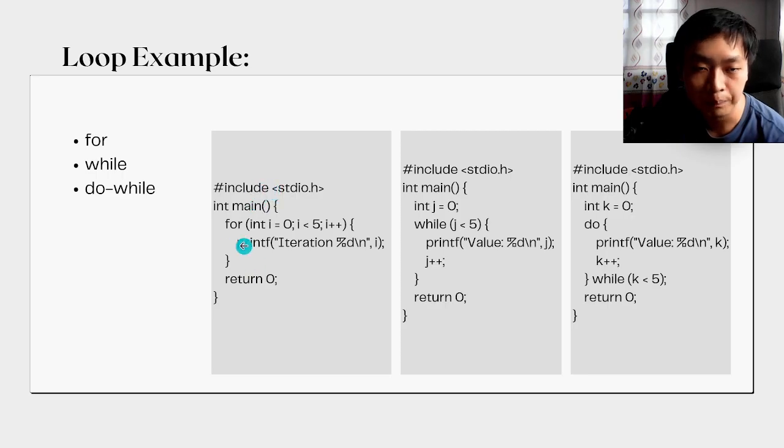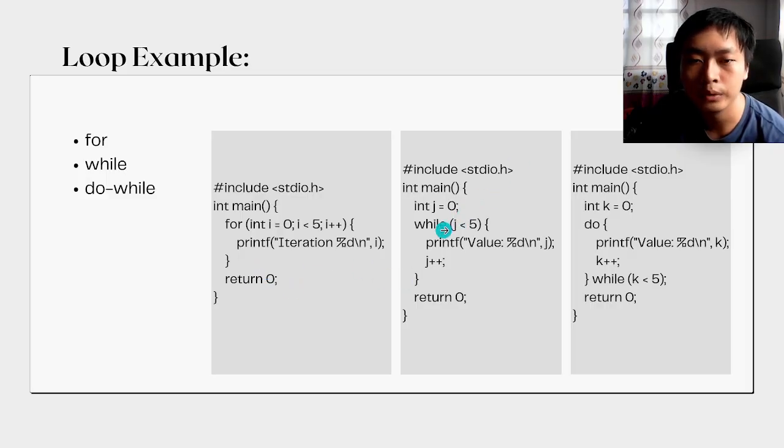First, for loop. It will set the integer i equal to 0, and here is the condition for how many times we need to keep it looping, and this plus plus keeps increasing the integer i so that the loop will have an end, because in this condition if i is greater than 5, then it will end and not repeat.